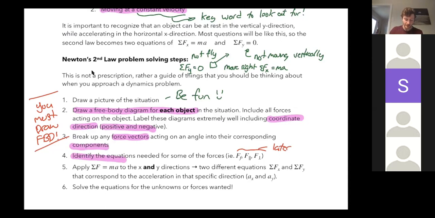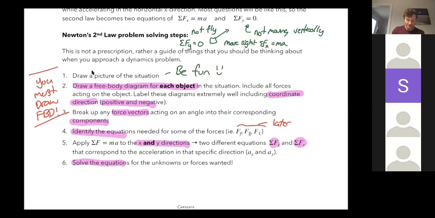Now we need to apply our sum of the forces to both the directions, to get your two different equations, sum of the force x, sum of the force y, just like we were doing with free body diagrams. And now you are just solving the equations. You should end up with a nice equation that you can solve. At this point, you should be able to solve either sum of the force in the x direction or sum of the force in the y direction.